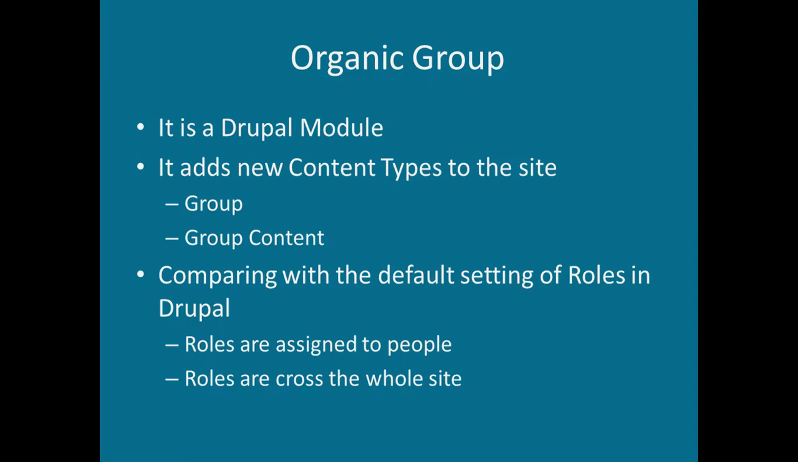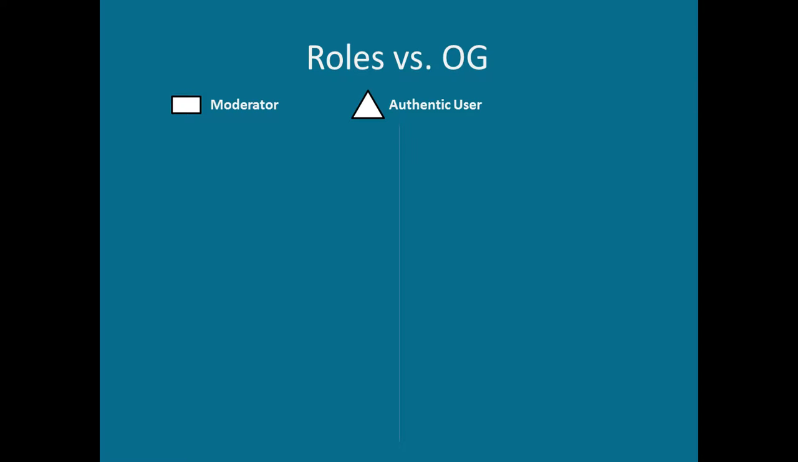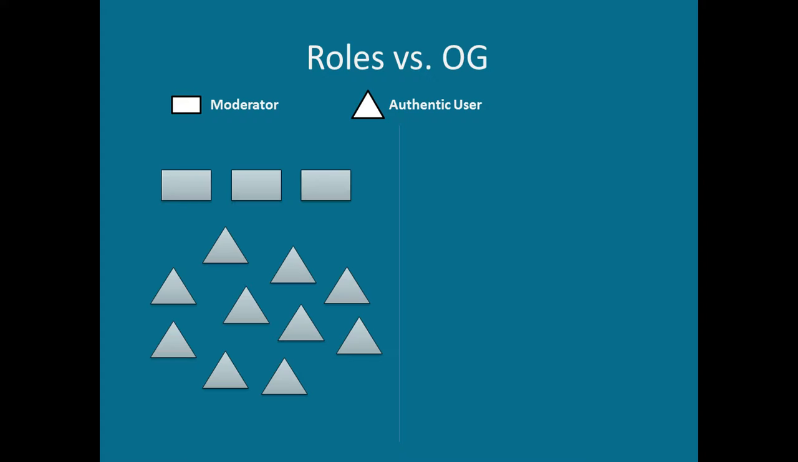We have a really interesting animation here to show the difference between roles and organic groups. Say we have two roles in Drupal, moderator roles and authenticated user roles. If a moderator wants to become an authenticated user, he will lose his advantages over others and cannot access some of the functions. If he wants to keep those advantages but still be an authenticated user, the easiest way is to create another account and grant that account the authenticated user role.